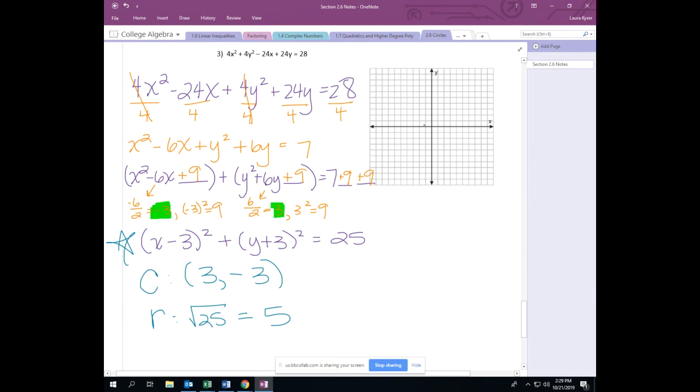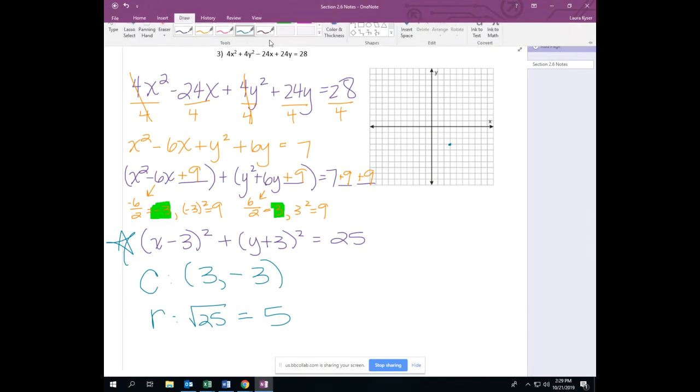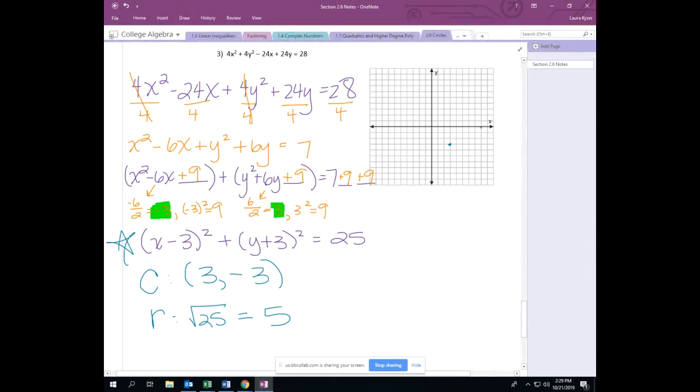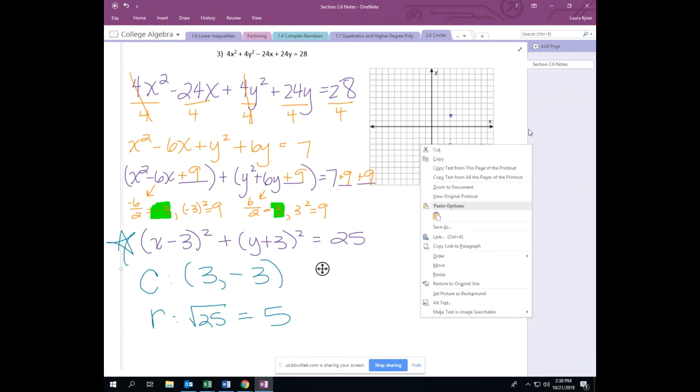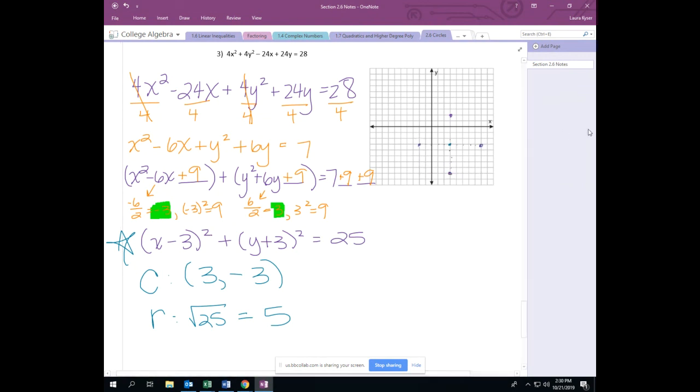So I plot the center, +3, -3, right here. And then I go from the center up, down, right, and left. So I'm going to go, let me get purple. I'm going to go up 5. 1, 2, 3, 4, 5 units. Back to center, down 1, 2, 3, 4, 5. Back to the center, 1, 2, 3, 4, 5. Back to the center, 1, 2, 3, 4, 5. And I was hoping I was going to make it without that happening, but it's fine.